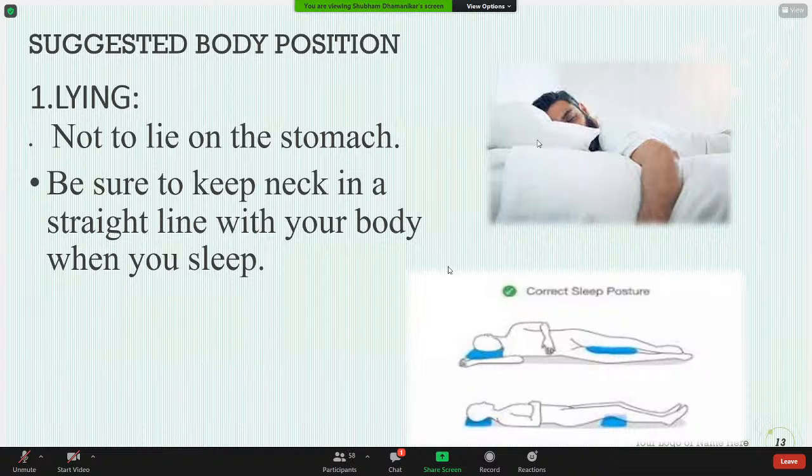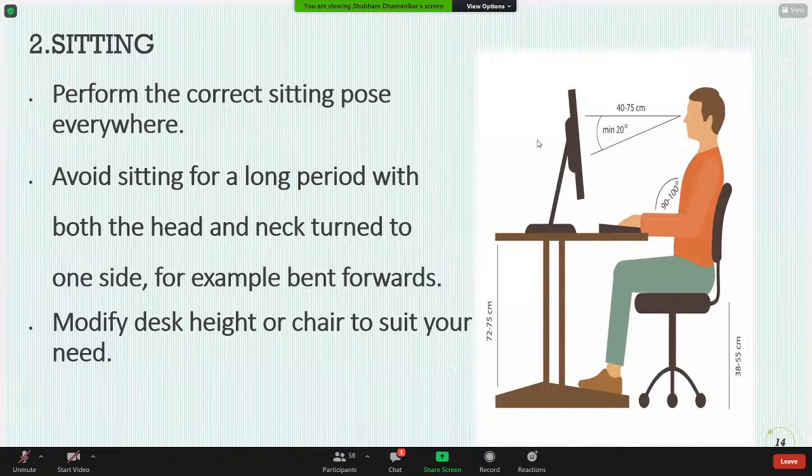While sitting, we have to sit in such a manner that we avoid sitting for long periods. Both the head and neck should not turn to one side. For example, it should not be bent forwards. Modify desk height or chair to suit your need. According to your height, you should modify the height of your desk and chair.